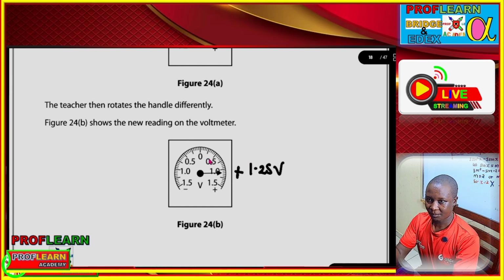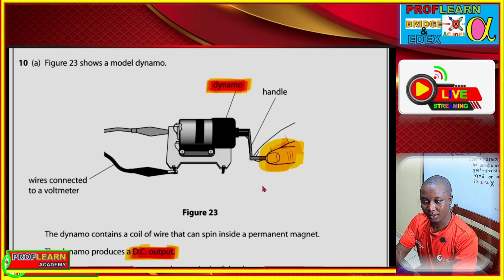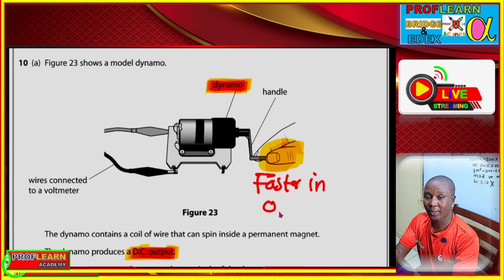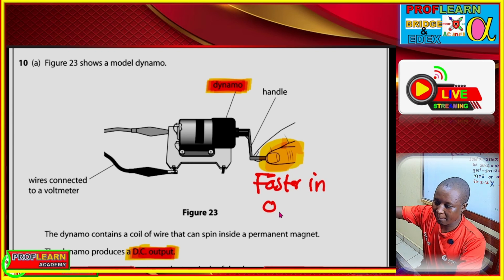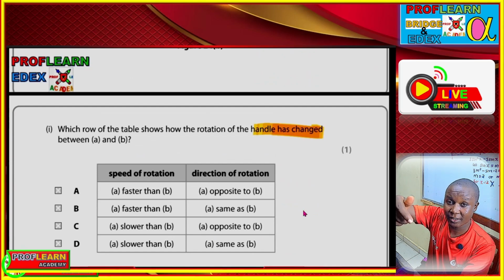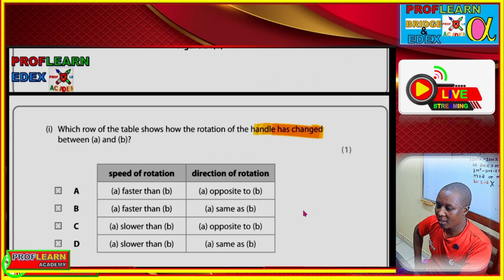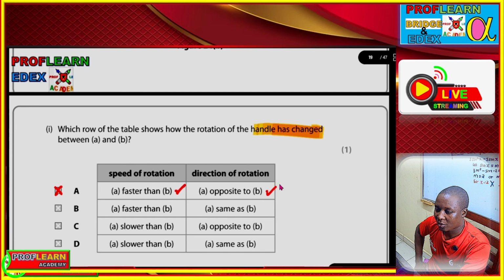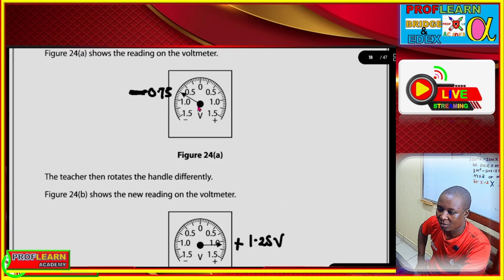Why is that the case? It's because the direction of rotation was changed. The teacher rotated in the opposite direction, but faster, because initially it was 0.75. Now it becomes 1.25 volts. So the teacher might have rotated faster, cutting the magnetic field at a higher rate, resulting in a greater induced EMF. So faster than B. Speed of rotation faster and in the opposite direction.